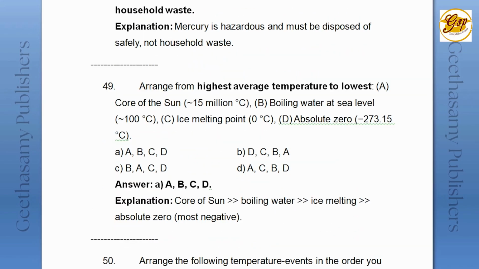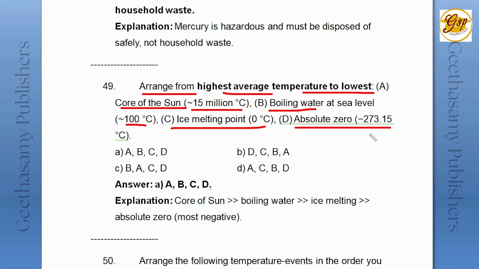And 49th question, arrange from the highest temperature, highest average temperature, to the lowest. Core of the sun 15 million degrees centigrade, boiling water at sea level 100 degrees centigrade, ice melting 0 degrees centigrade, and absolute zero minus 273.15. So the correct answer is, it is in the same order, it is A, B, C, D only.